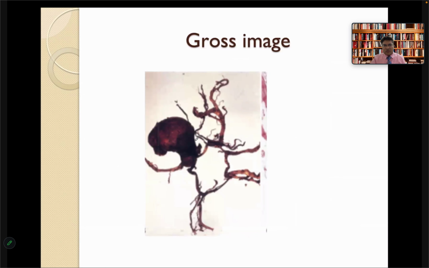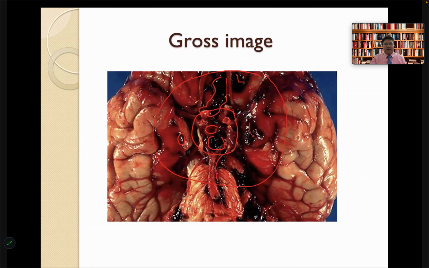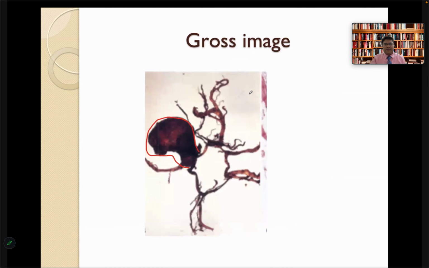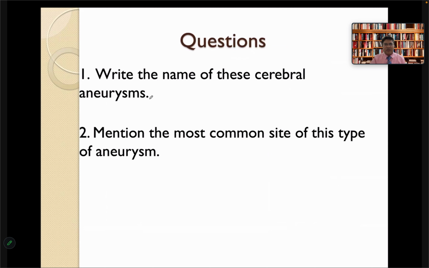So this is a gross image which shows an aneurysm, right? So this is a saccular or berry aneurysm. So write the name of this cerebral aneurysm. So the name is saccular or berry aneurysm. Mention the most common site. The most common site is junction of anterior cerebral artery and anterior communicating artery.